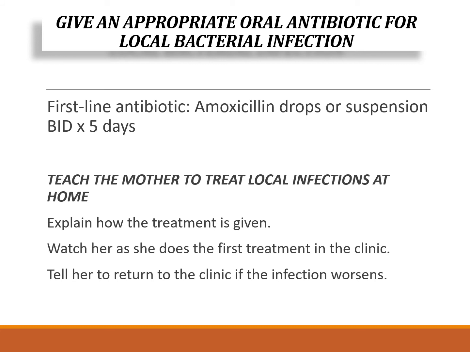If ever you need to give an appropriate oral antibiotic for the local bacterial infection, then your first line antibiotic would be amoxicillin drops or suspension, to be given twice a day for 5 days. Teach the mother to treat the local infection at home. Explain how the treatment is given. Watch her as she does the first treatment in the clinic. Then tell her to return to the clinic if the infection worsens.